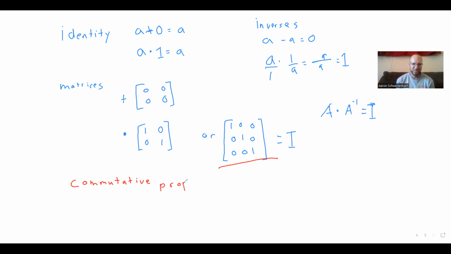And for regular addition and multiplication, this applies. A plus B equals B plus A. I can switch the order. AB equals BA. For matrices, A plus B does equal B plus A. Remember, to add matrices, they must be the same order for both.